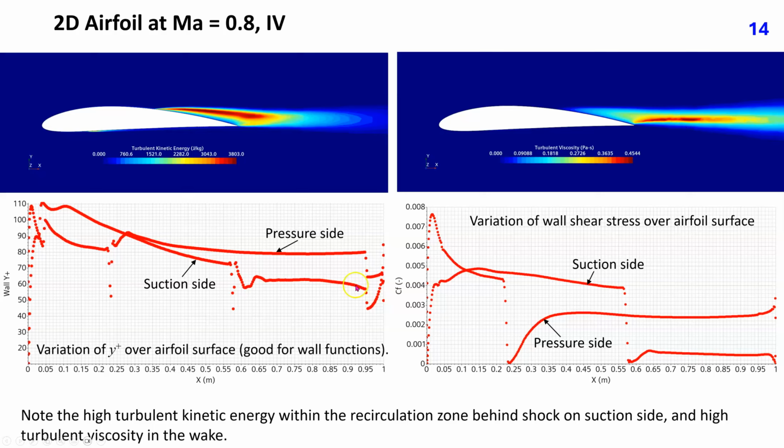This plot shows the variation of Y plus over the airfoil surface. Except immediately at the leading edge, the values range between 40 and 110, which is appropriate when wall functions are used. This plot shows the variation of friction coefficient, that is, normalized wall shear stress, over airfoil surface. The locations of the two shocks are clearly visible because of a sudden reduction of velocity across shocks.